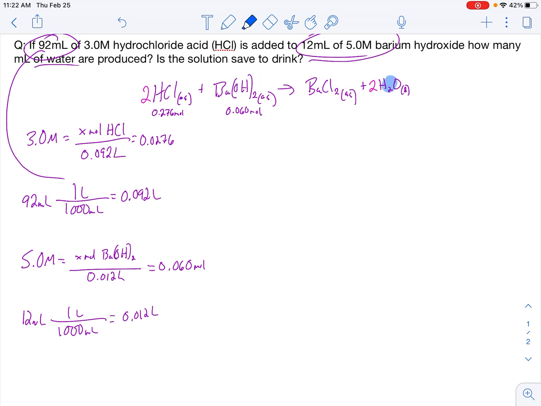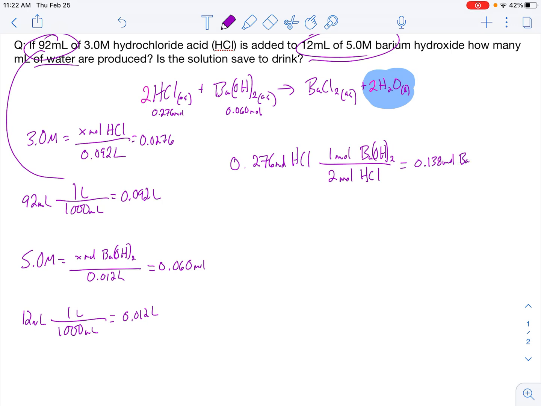Now, how can I figure out how much water is being produced here? Oh, well, I have molar amounts of both my reactants. This is now a limiting reactant stoichiometry problem, one of my favorites. So we have to figure out which one runs out first. Let's start with our 0.276 moles of HCl, and let's calculate how many moles of barium hydroxide react with it. When I do that, this comes out to be half that amount, 0.138 moles of barium hydroxide.